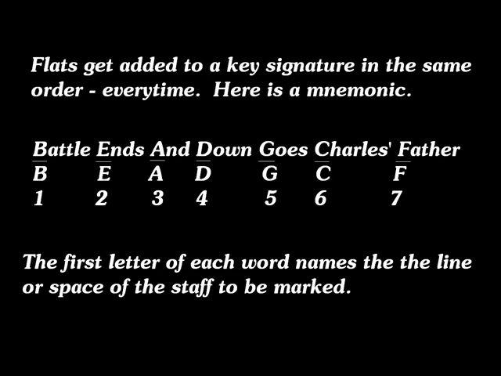Flats get added to the key signature in the same order every time. Here is a mnemonic. Battle ends and down goes Charles's father. The first letter of each word names the line or space of the staff to be marked with a flat.